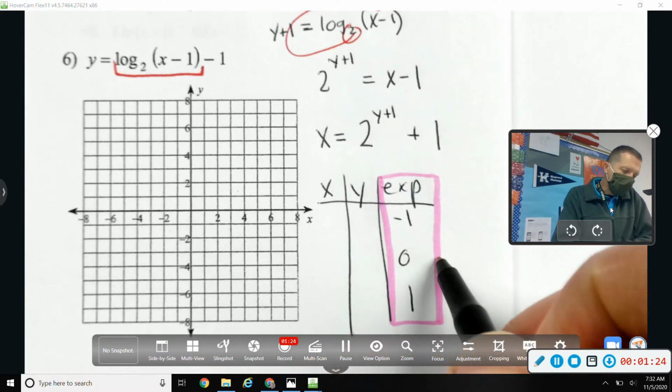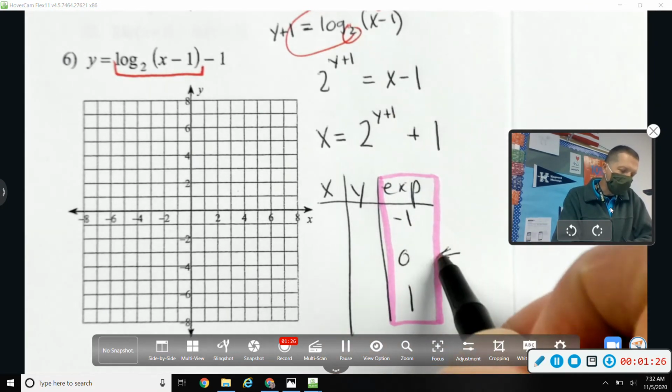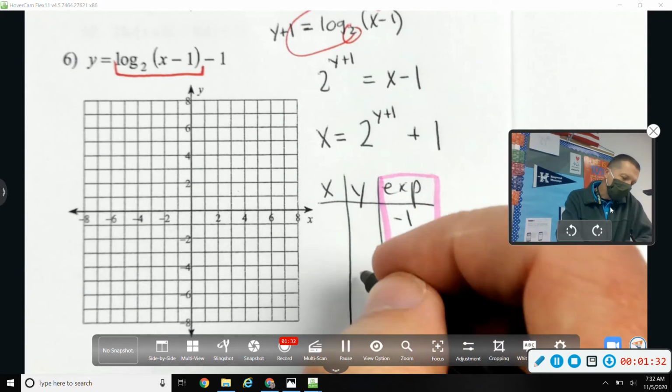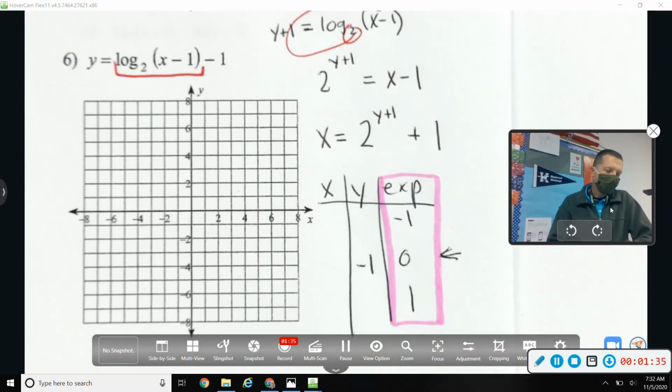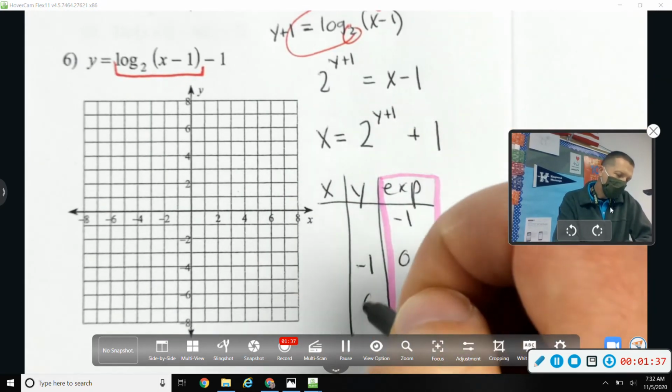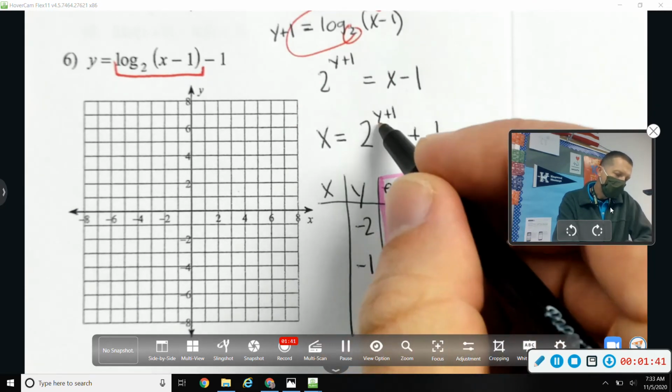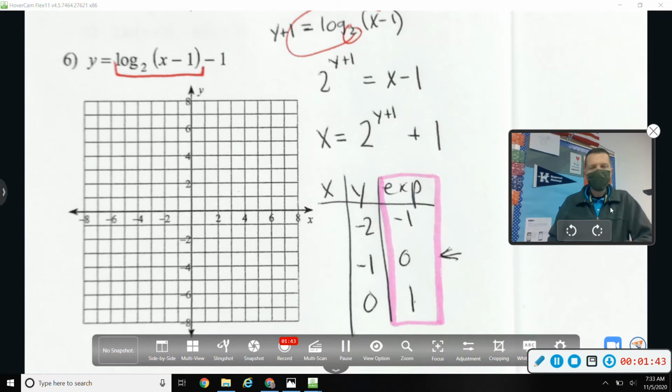0 is the easiest one to get, so if you're having trouble or you just want to kind of roll into the problem, then figure out what makes it 0 first. That's usually the easiest thing. So -1 for y would give me an exponent of 0. 0 for y would give me an exponent of 1. And -2 for y would give me an exponent of -1.